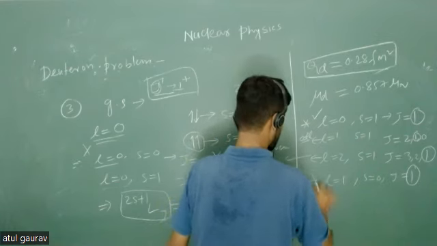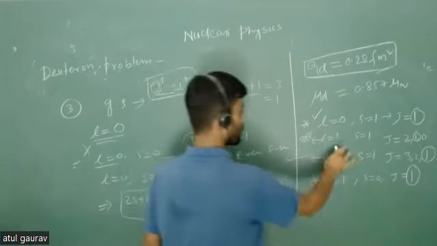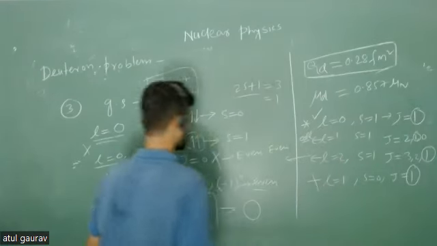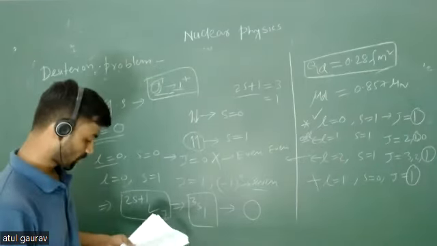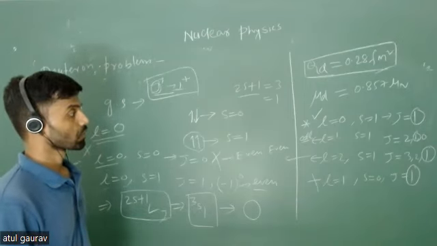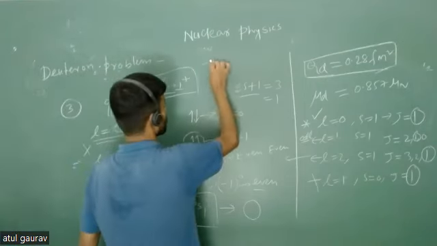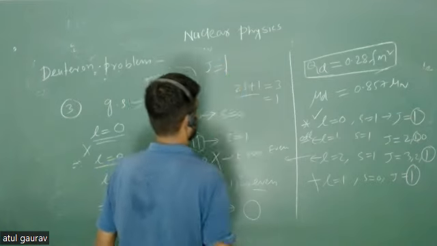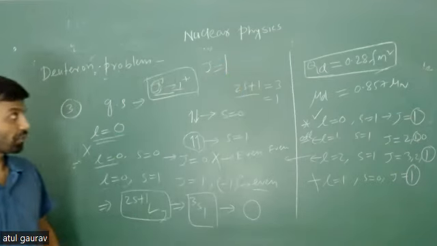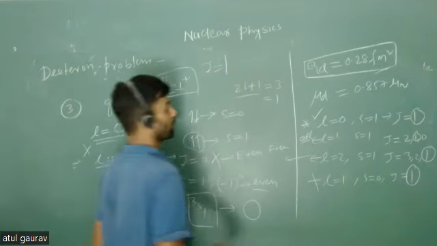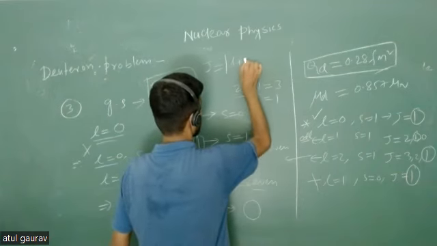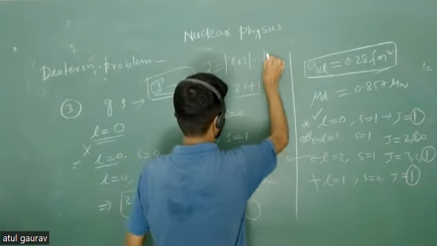Again this is not possible, so this state will correspond to what? Can you write that term? Sir, J will vary from mod of L minus S to mod of L plus S. Right now J can be... I'll teach you. Sorry that I am using your atomic physics term. So J can be, right, mod of L plus S to mod of L minus S.